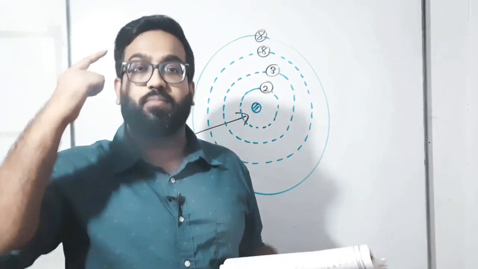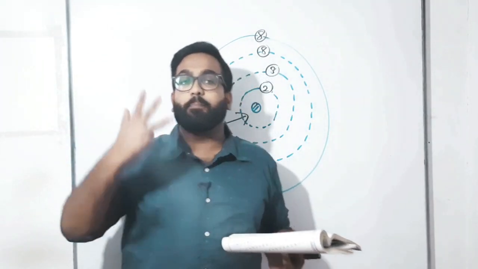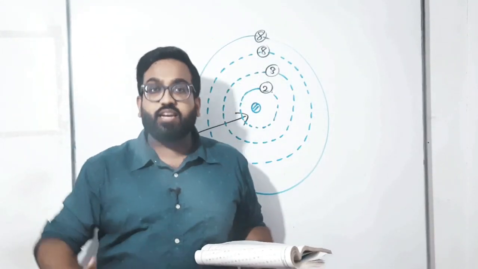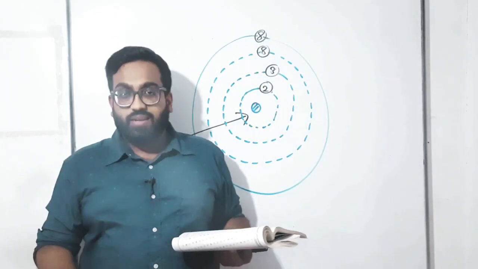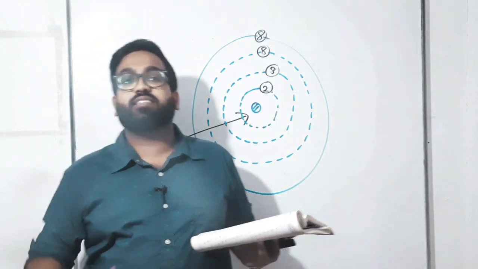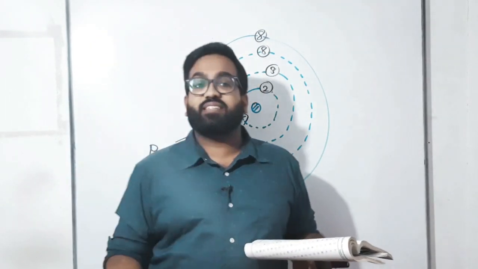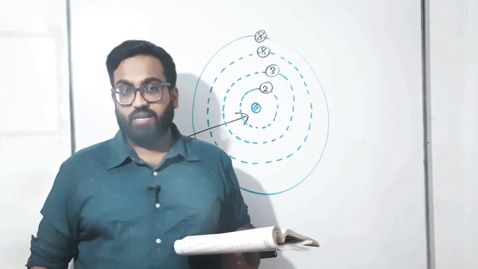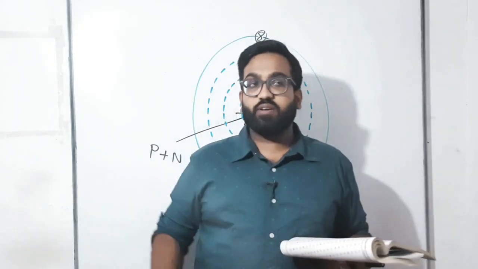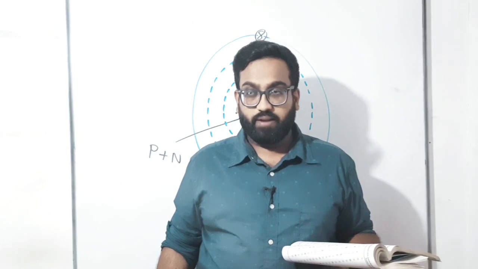First one, hydrogen. Second one, helium, lithium, beryllium, boron, carbon, nitrogen, oxygen, fluorine, neon, sodium, magnesium, aluminium, silicon, phosphorus, sulfur, chlorine, argon, potassium, calcium. Those are the first 20 elements of the periodic table.